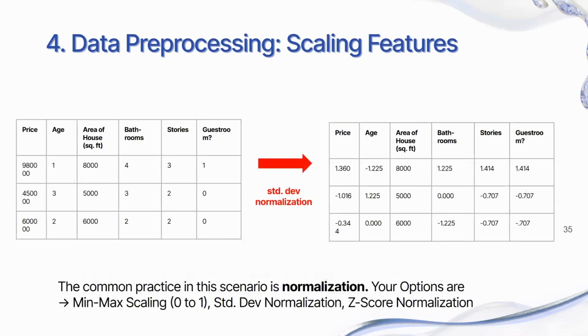The common practice could be min-max scaling. Min-max scaling clips all the values into between 0 and 1. You can also do standard deviation normalization, or z-score normalization. Let's say you apply the standard deviation normalization. The numbers become like this. Now, the numbers become a lot less interpretable by you, but for the machine, this is going to be much easier to process because these larger numbers are no longer going to dominate. Does this make sense to everyone?